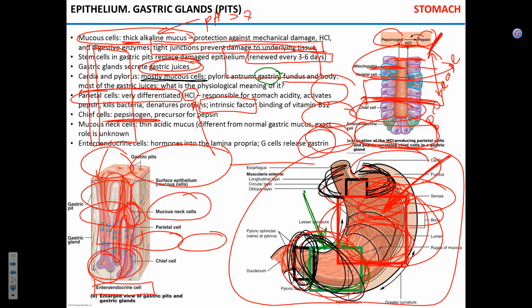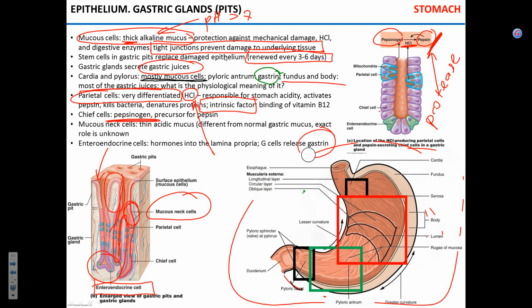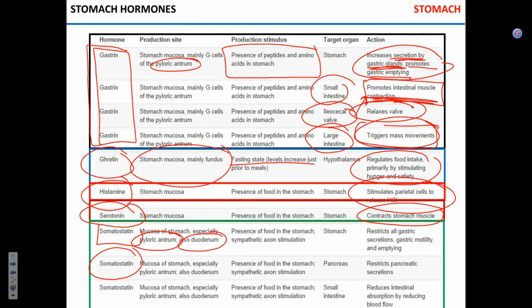Now, if we go for a second to that image of a stomach in the bottom right corner. So look at the stomach. Where is the pyloric antrum? It's here. At this point, food is about to enter the duodenum, right? So these parts of the digestive alimentary canal produce somatostatin to regulate the digestive activity and inhibit digestive activity of the stomach.